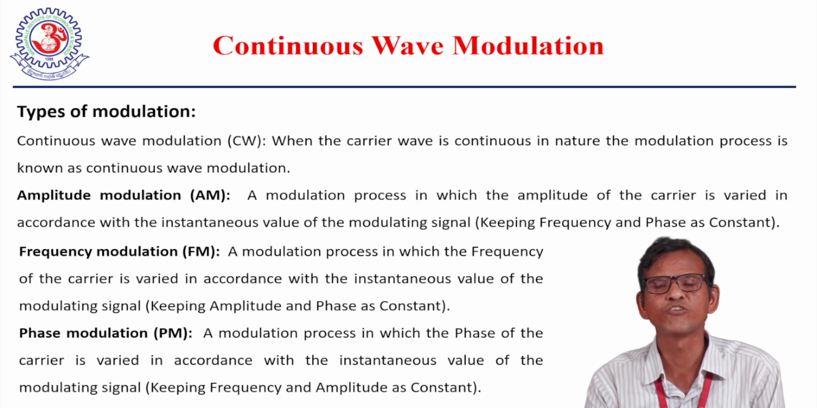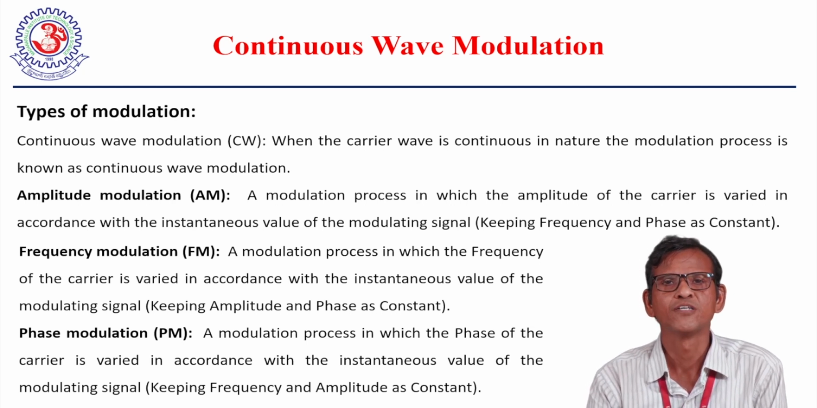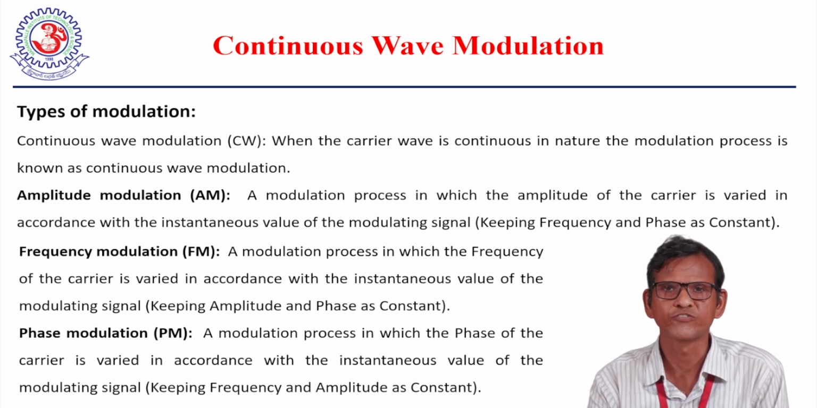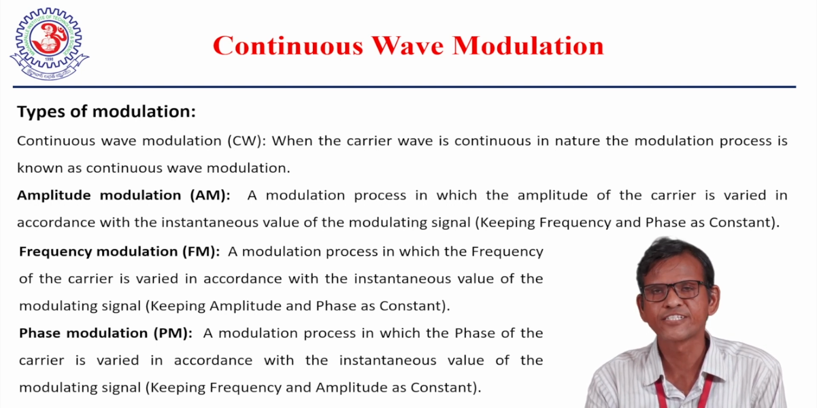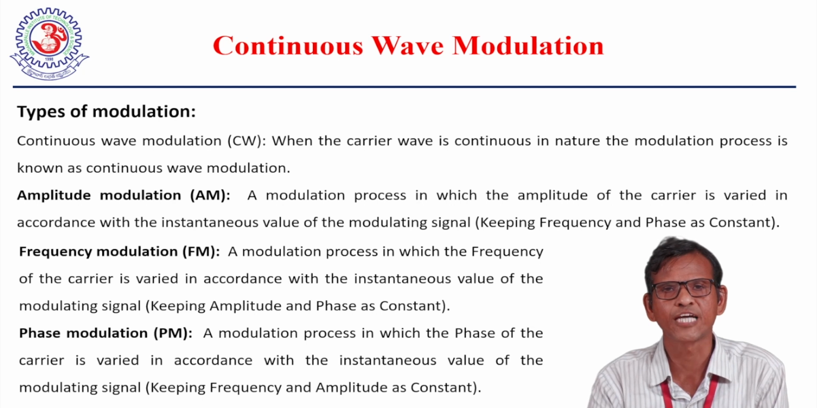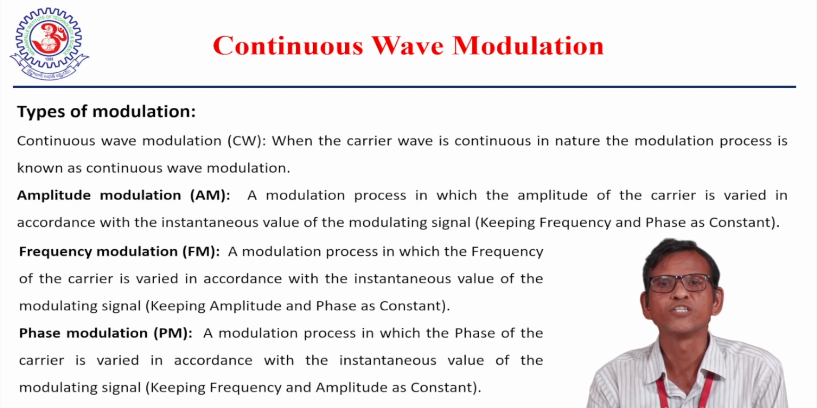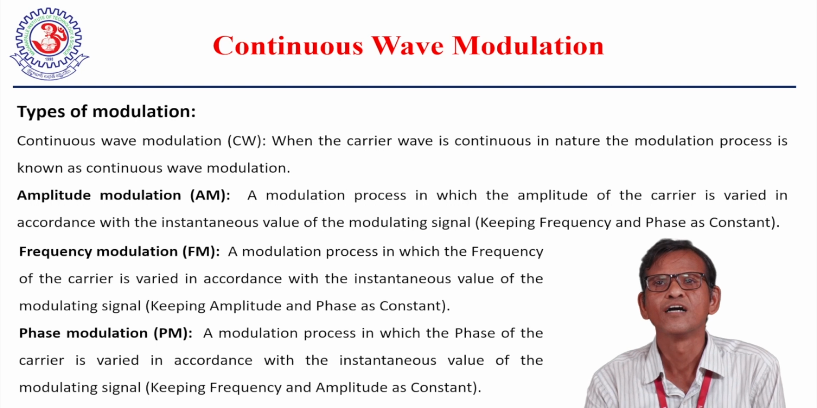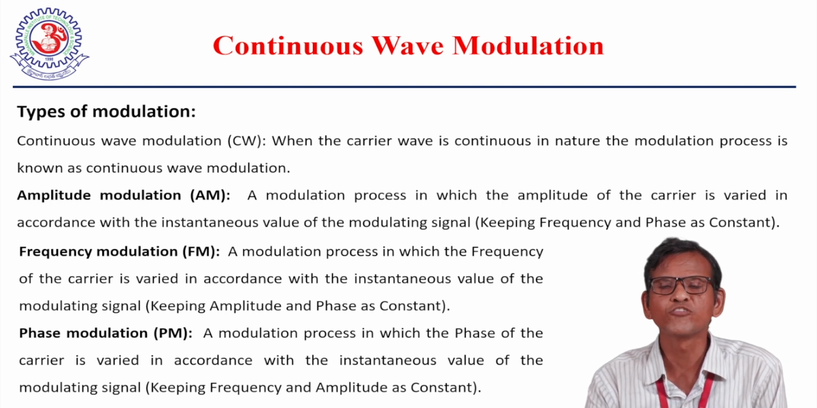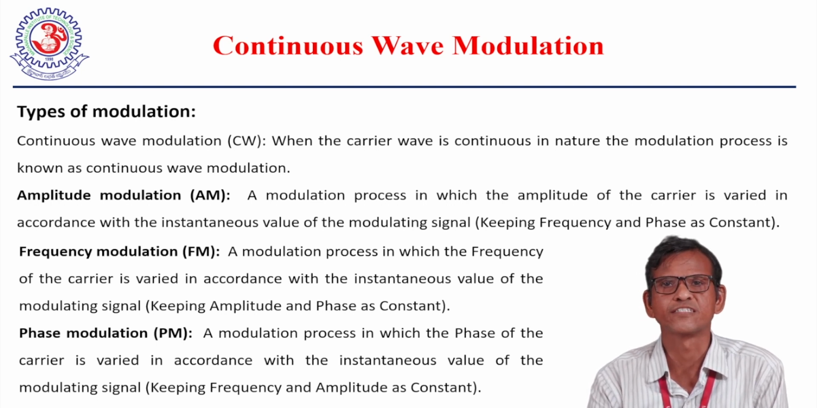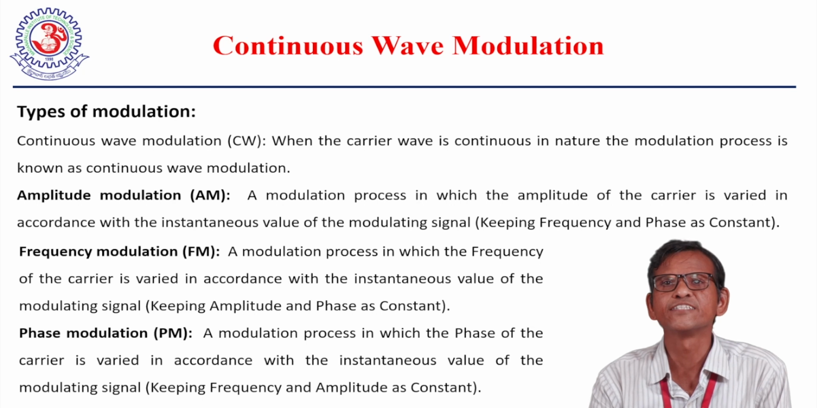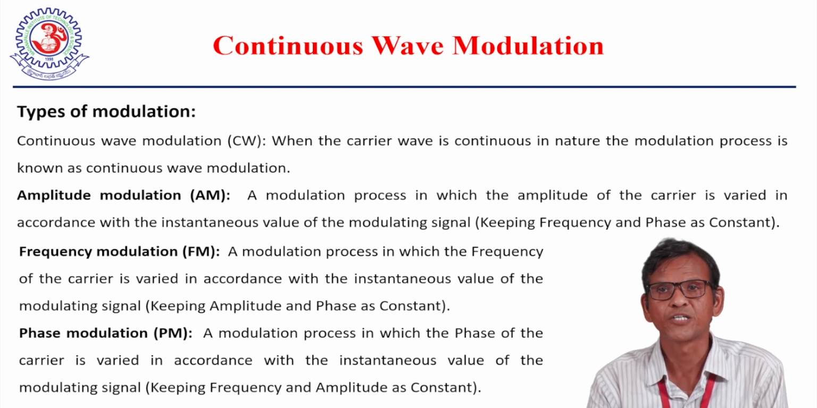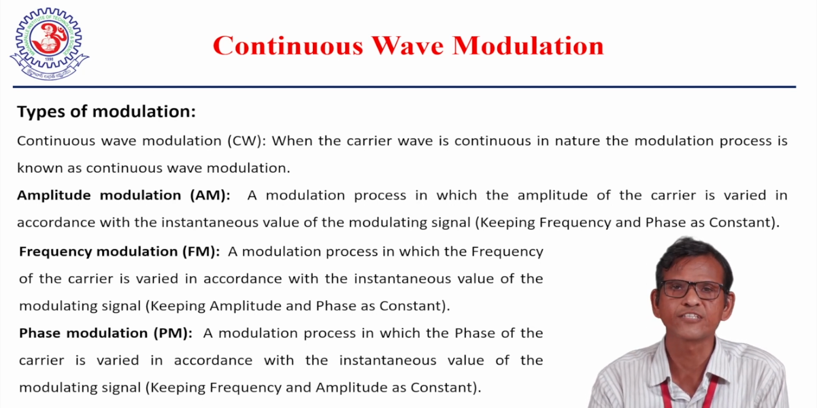In continuous wave modulation, we have three types: amplitude modulation, frequency modulation, and phase modulation. So as per the characteristics of the carrier signal, we have three types of modulation. In amplitude modulation, the amplitude of the carrier signal is changed according to the instantaneous value of the modulating signal, but we keep frequency and phase constant.